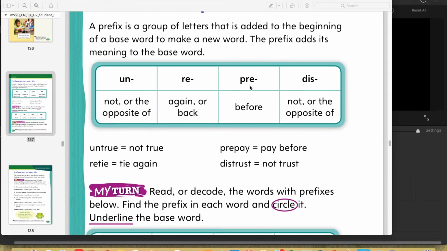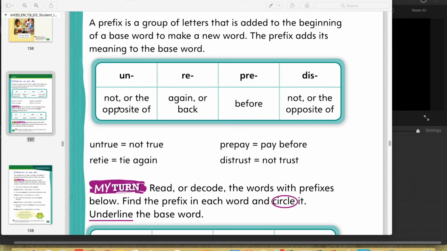So some prefixes that you may have is un, which means not or the opposite of, re, which means again or back, pre, which means before, which is why it's called a prefix because it comes before the base word, and dis, which means not or the opposite of.